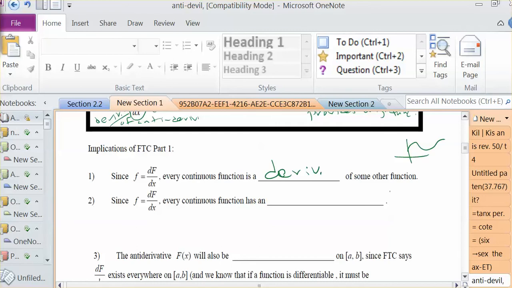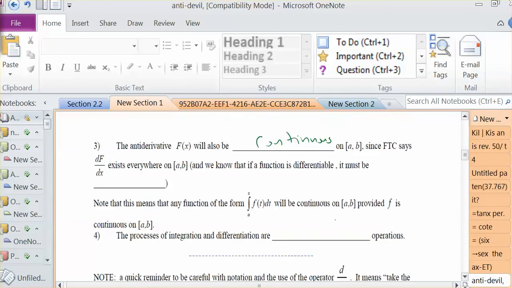Also, every continuous function has an antiderivative, meaning that you can basically think of a function, take the derivative of it, and that will get you back to the original function, because the derivative of the antiderivative gets you back to the original function. The antiderivative will also be continuous on your interval from A to B, closed. And since FTC says that dF over dx exists everywhere on the closed interval from A to B.